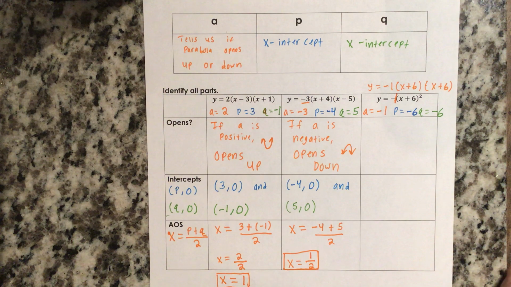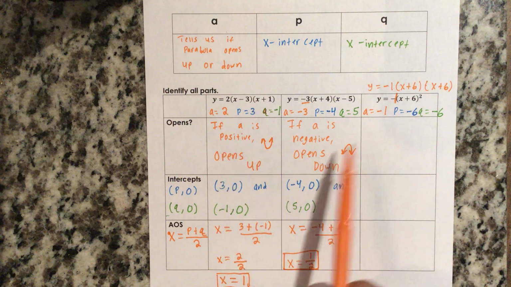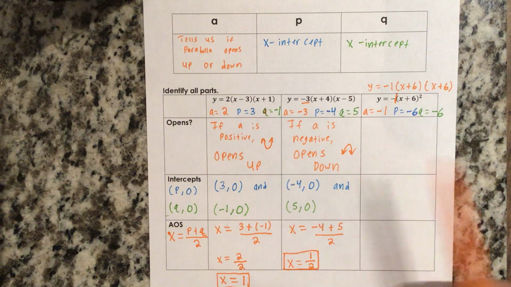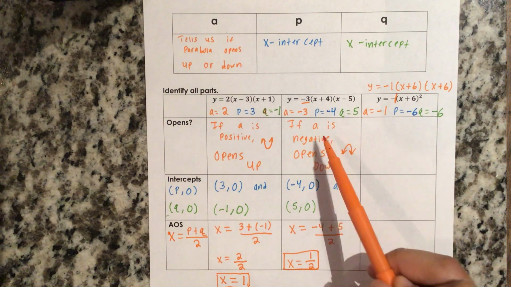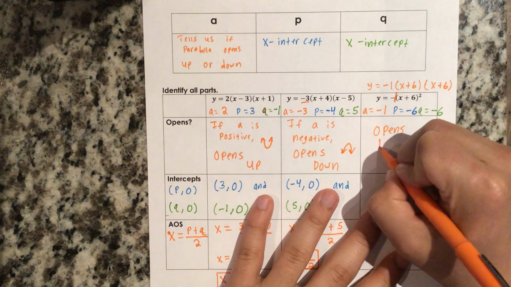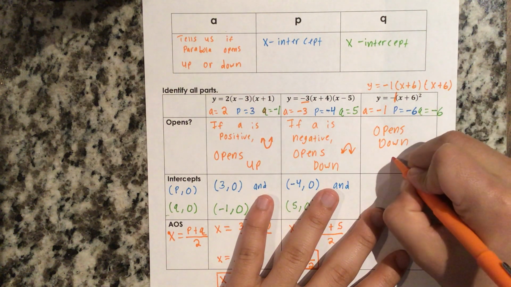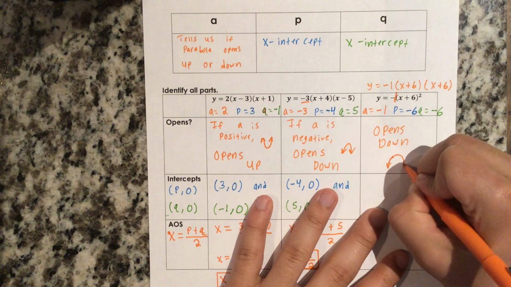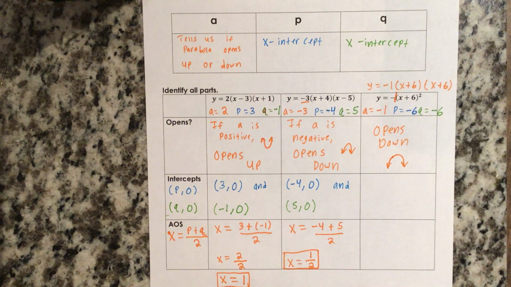So let's keep going. So now we want to see which way it opens. So is A positive or is A negative? Well, A is -1, so it's obviously negative, which means this one opens down. Okay, it's going to look like that. All right, and that's it. Easy.